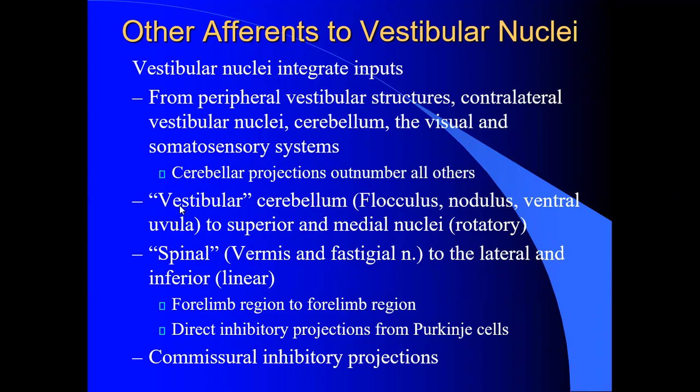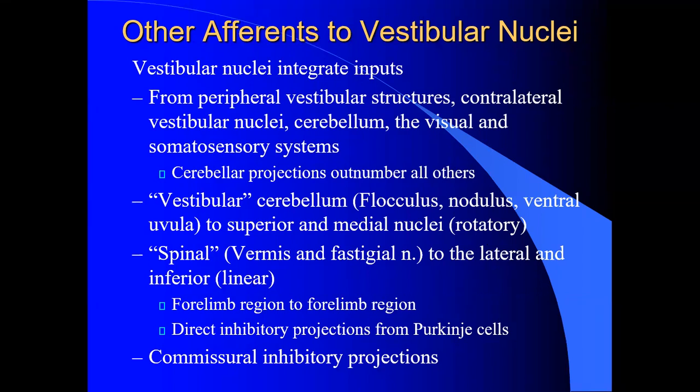And here in some of the detail, you have the vestibular cerebellum, which is flocculus, nodulus, the ventral uvula, all going to the superior and medial nuclei, which are mainly rotatory. You then have the fastigial nucleus and some of the vermis, the spinal portion of the vermis, going to the lateral and inferior portions of the vestibular nuclei, which are dedicated to linear acceleration and static equilibrium.